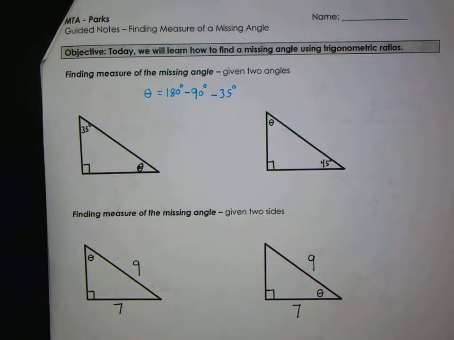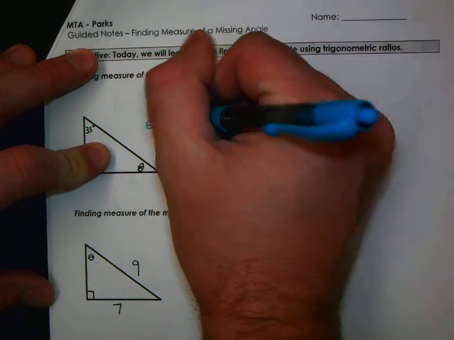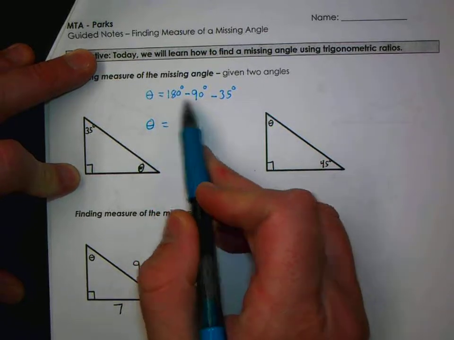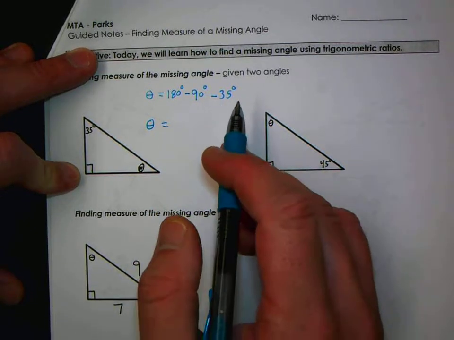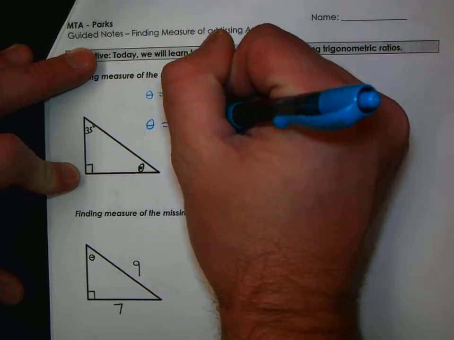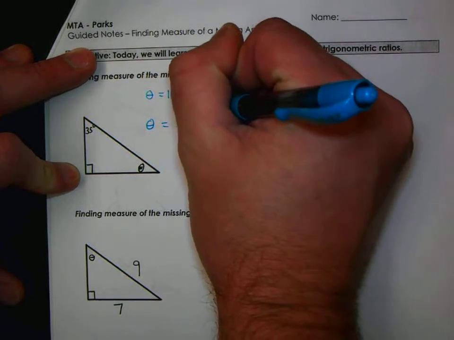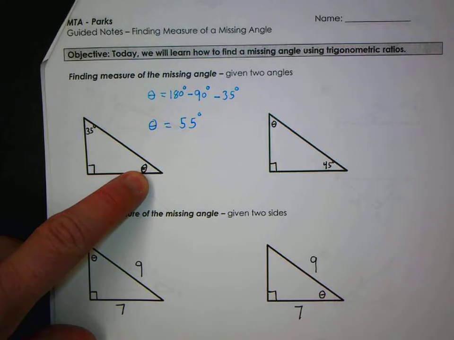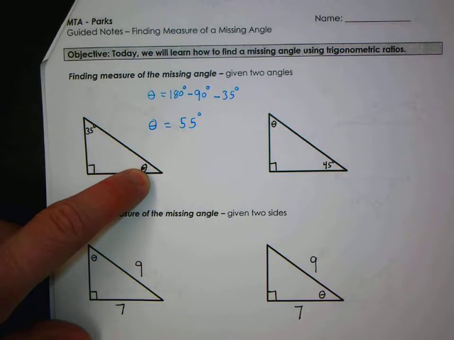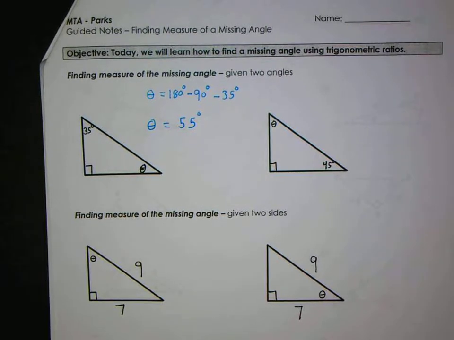And the missing angle is... 180 minus 90 is 90, 90 minus 35 is what? 55? So the measure of this acute angle down here is 55 degrees. And I said the word acute because it's less than 90 degrees, right? That should be reviewed from Algebra 2.